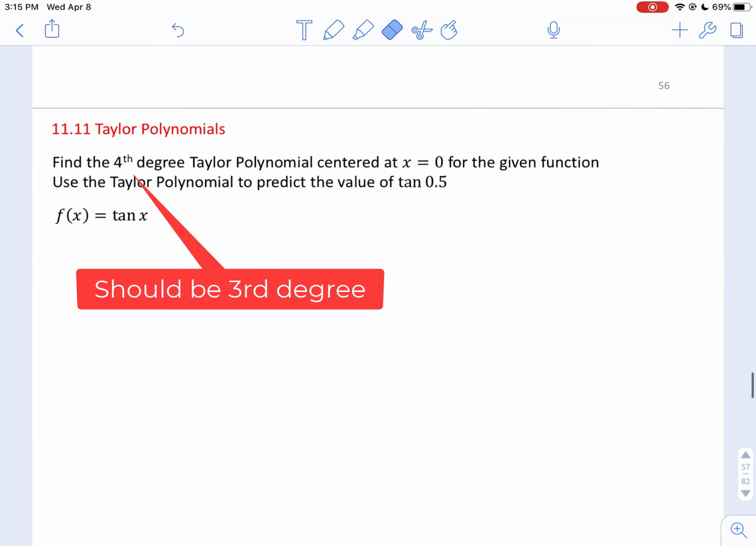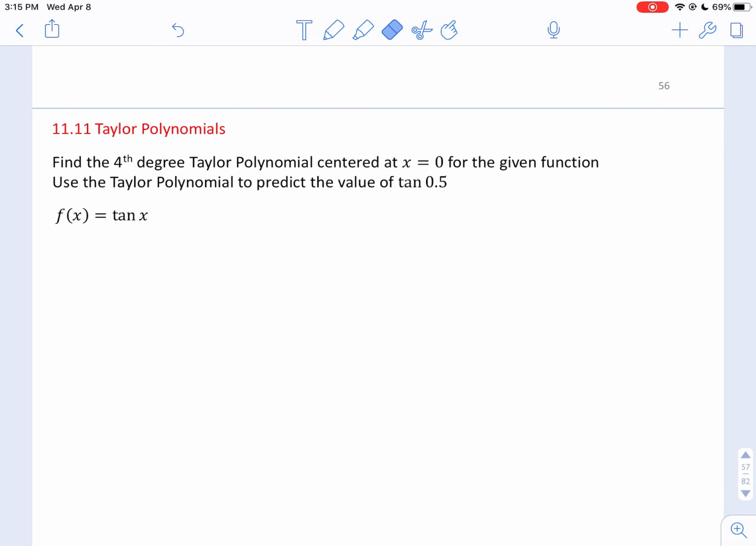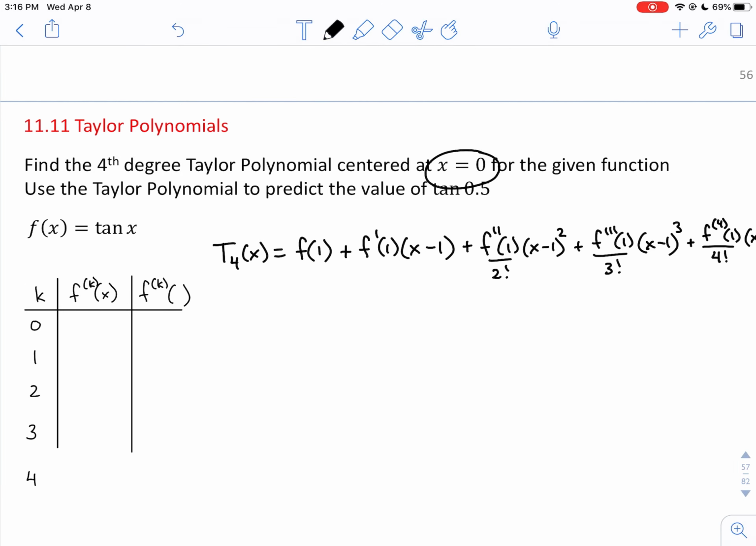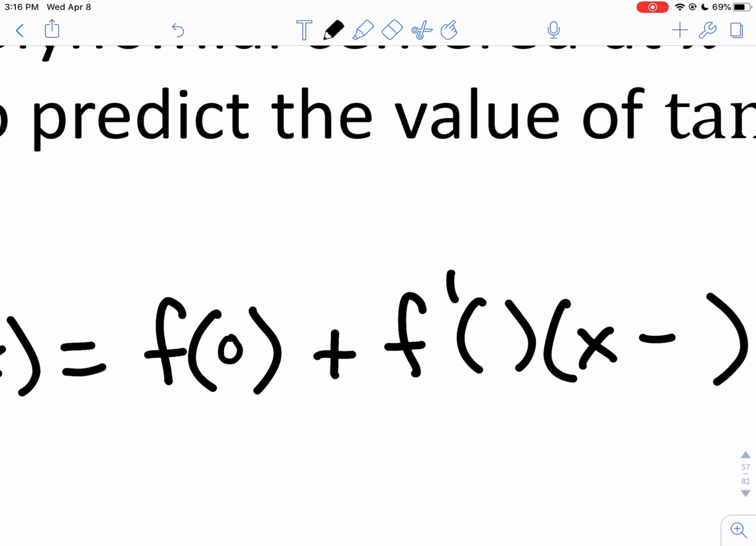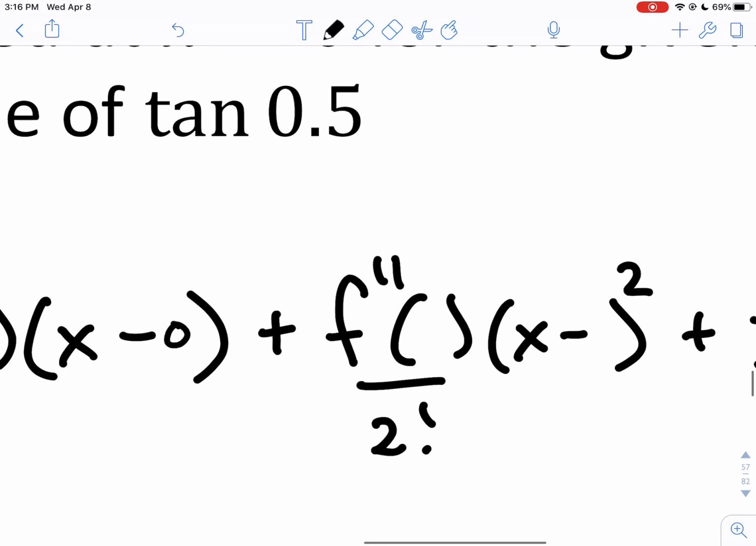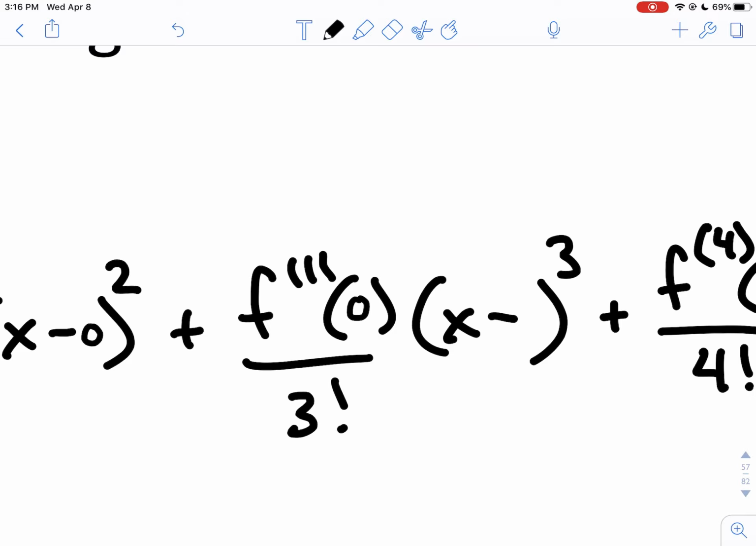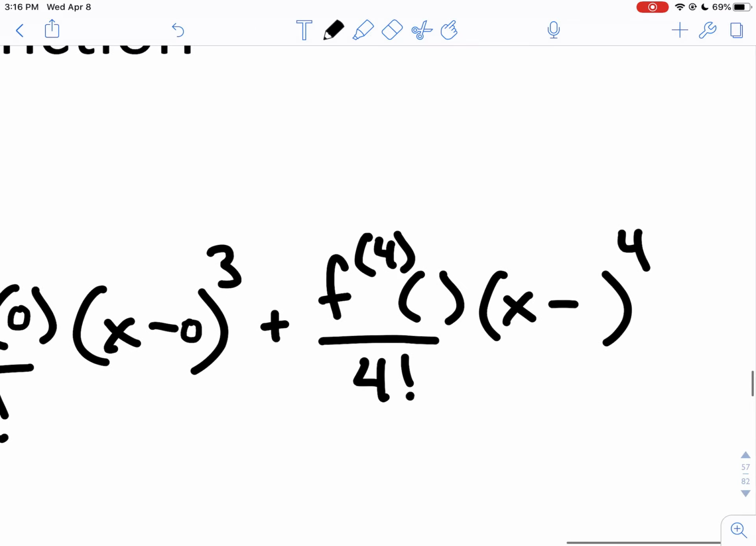Okay, let's do the fourth degree Taylor polynomial centered at 0 for the given function, tangent of x. A lot of the stuff I'll be able to copy and paste. Our new a is 0. Also in our formula here, all of these 1s need to be replaced by zeros. So this will be f of 0, f prime of 0 times x minus 0, f double prime at 0 times x minus 0 squared, f triple prime at 0 times x minus 0 cubed, and then finally the fourth derivative at 0 times x minus 0 to the fourth.